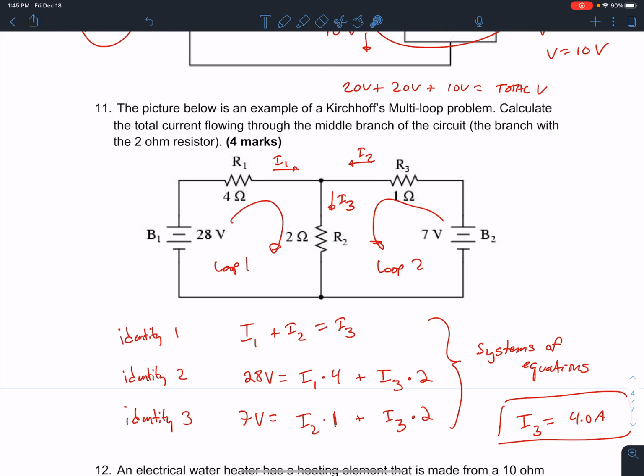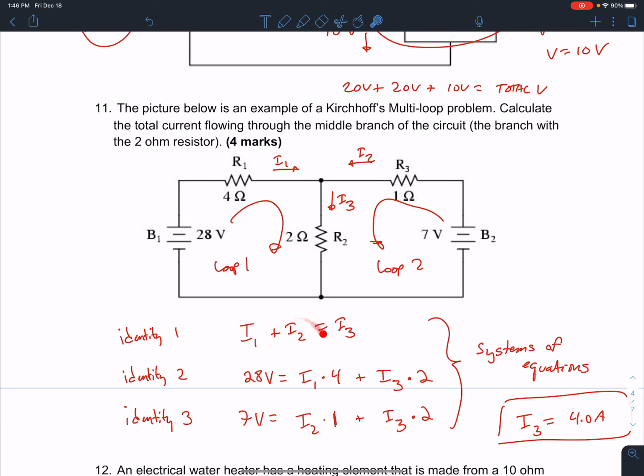Okay, so how do you set it up? You draw the current of loop 1, you draw the current of loop 2, and you set up these 3 identities. The current going into that junction is equal to the current coming out. So I1 plus I2 is equal to I3. And then all of those 28 volts have to be used up in each of these loops. Okay, so as we go through that loop, 28 volts is equal to all that. 7 volts is equal to all that. Okay, and I have that written over here.